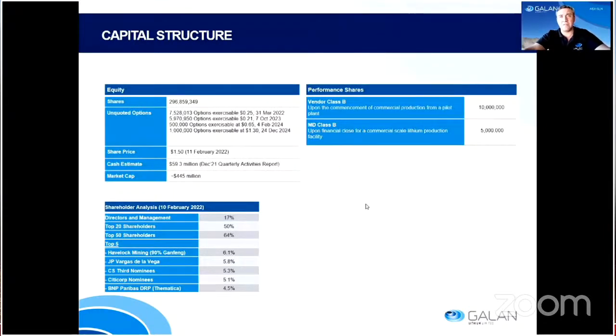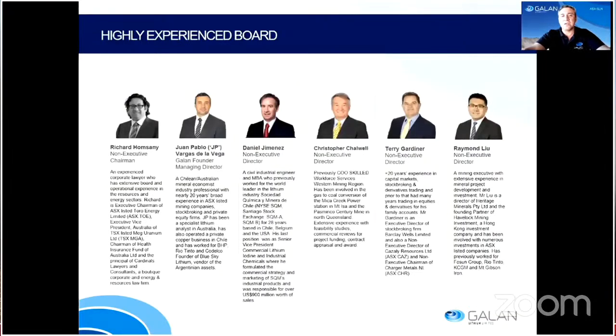So the capital structure of the company: we have not far off 300 million shares on issue, with close to $60 million in cash. The board and management, as I mentioned, hold 17%. The top 20 hold 50% of the company, and the top 50 hold 64%. So we have a highly held company with significant milestones to accomplish to get our options, and this keeps us highly motivated to get to where we want to go.